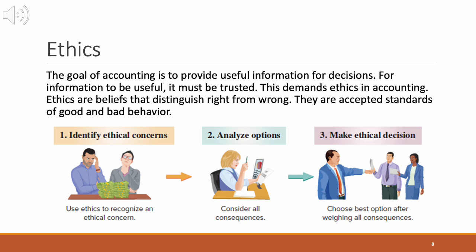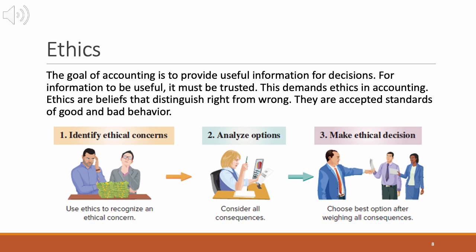The whole point of accounting is to give information that people can use to make decisions. But here's the key: if the information isn't trusted, it's useless. That's why ethics are so important in accounting. Ethics simply means knowing the difference between right and wrong and choosing to do what's right. In accounting, this means being honest, accurate, and fair when reporting numbers. Think about it. If a business lies about its profits, investors, employees, and even customers could all make bad decisions. But when accountants follow ethical standards, the information can be trusted, and that trust is what keeps the system working.